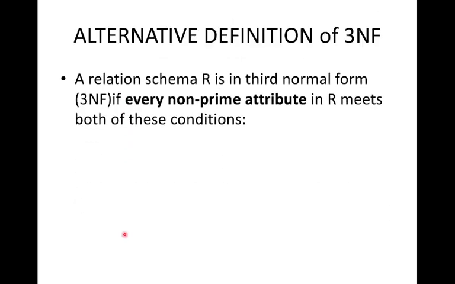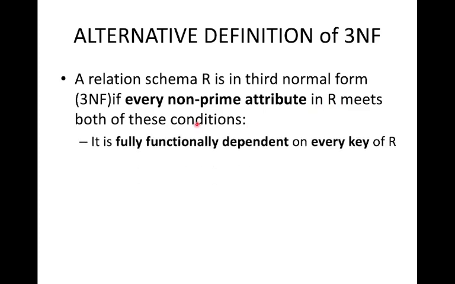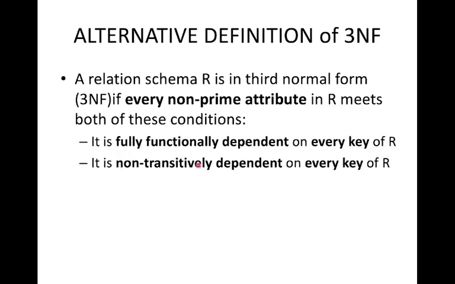Then, an alternative definition for third normal form: a relation schema R is in third normal form if every non-prime attribute in R meets both of these conditions. It is fully functionally dependent on every key of R, and also it is non-transitively dependent on every key of R. So this way also we can define it. We have to learn this way and the other way also, that is, X is either a super key of the relation or A is a prime attribute.